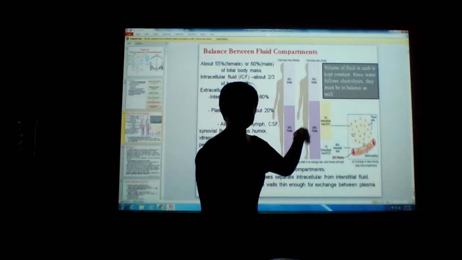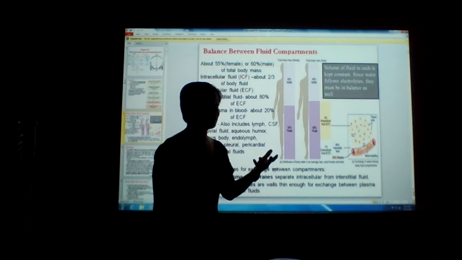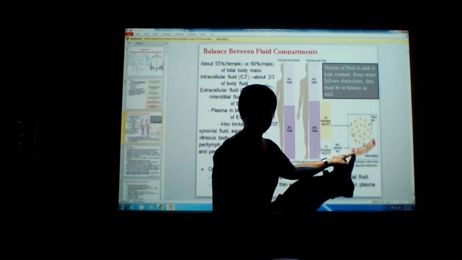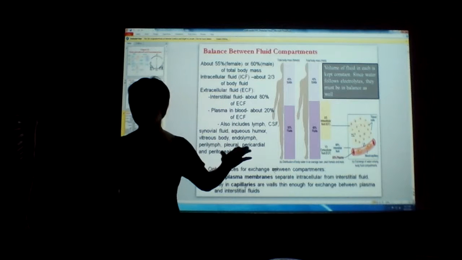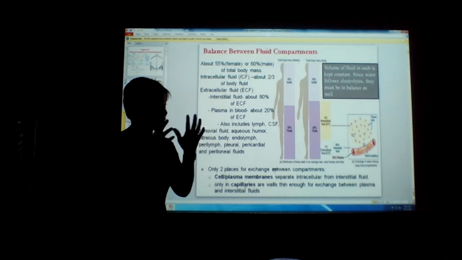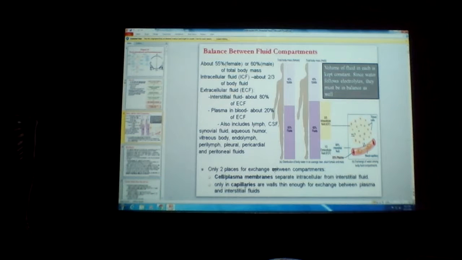But there are some extracellular fluids that have a special function, so you give them a name. Like plasma is also extracellular fluid, right? Lymph, that's also extracellular fluid. You know of any other? CSF also. You see the difference? Okay, intracellular, extracellular.